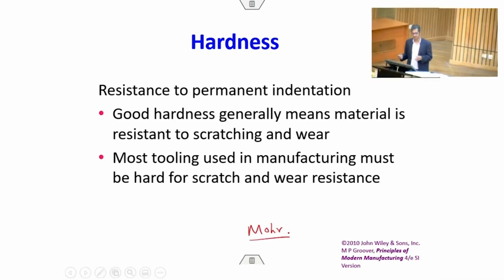He discovered the scale from diamond to talc, there are 10 materials, in terms of decreasing hardness. Okay. So, what is hardness? Resistance to permanent or plastic deformation. Good hardness generally means the material is resistant to scratching and wear. Most tooling used in manufacturing must be hard, with scratch and wear resistance. That is very, very important.